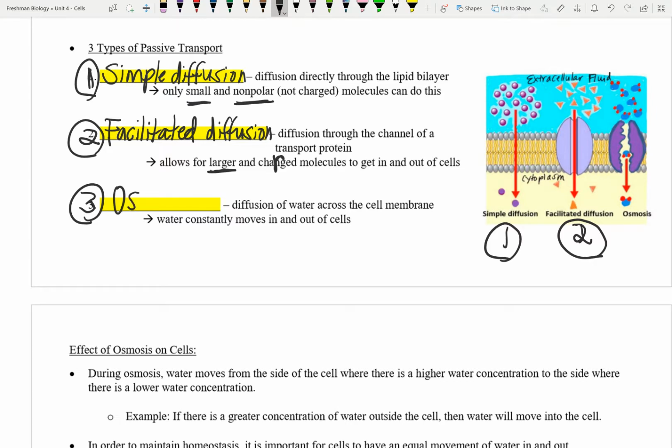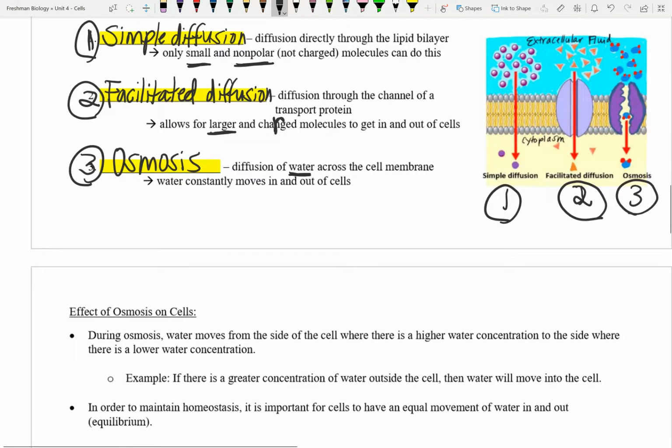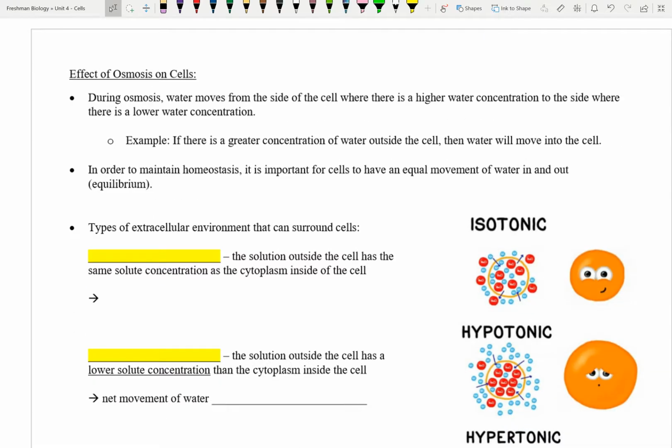Now number 3, the last one, is just a specific example of facilitated diffusion. This is called osmosis, and it's where you have specifically the diffusion of water across the cell membrane. And it uses, as you can see here, a transport protein that's specially shaped for water. It's called an aquaporin. And so water will be moving in and out of cells, and overall you'll have more water moving in the direction to where there's a lower water concentration.